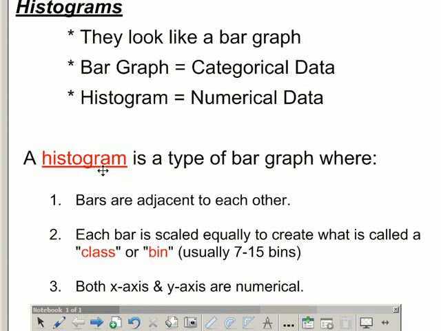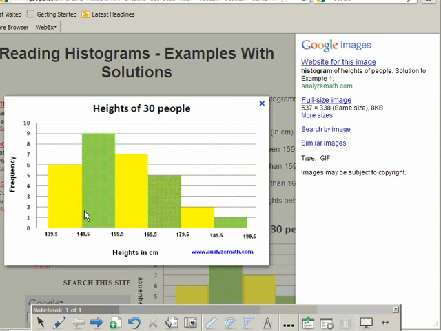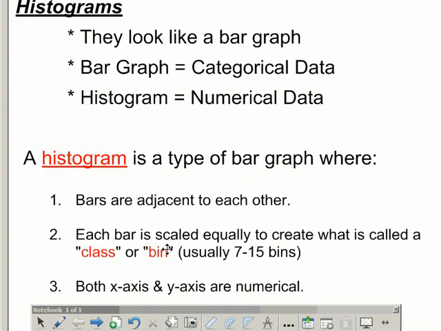A histogram is a type of bar graph where the bars have to be next to each other. Meaning when I look at my picture, these bins are all touching. Like right here, the green and the yellow are touching, and here the green and the yellow are touching. And that should occur. In bar graphs, a lot of times there are spaces between bars to separate the categories. So they should be touching, unless we have a bin or class where nobody fell in that category, then we'll have a blank space. Again, they're called bins or classes, and both the x and the y-axis are numerical. Just some key thoughts.